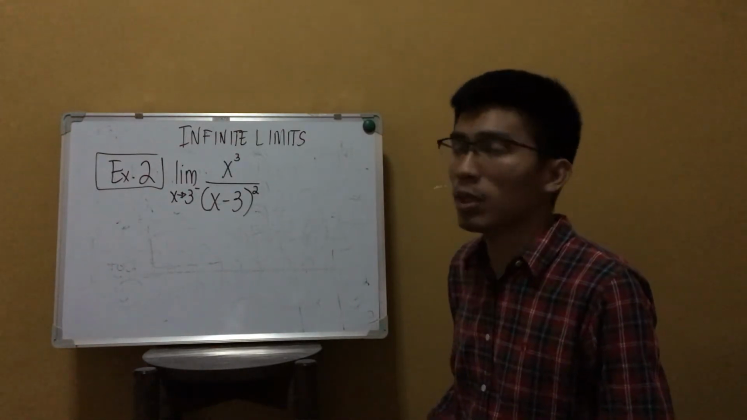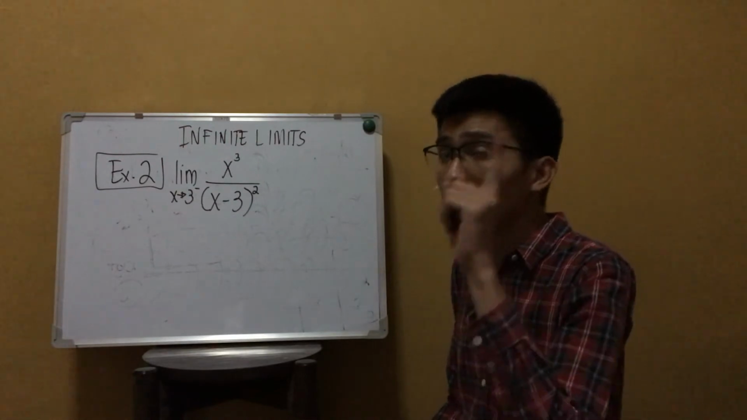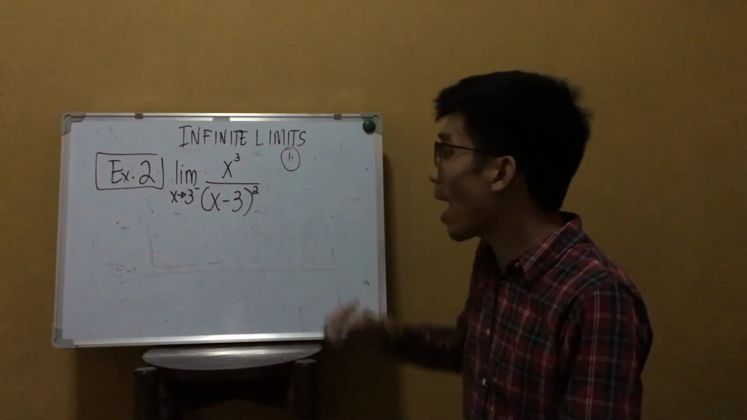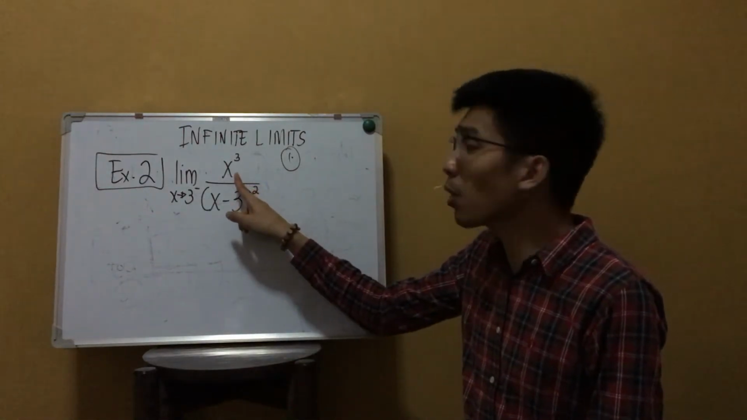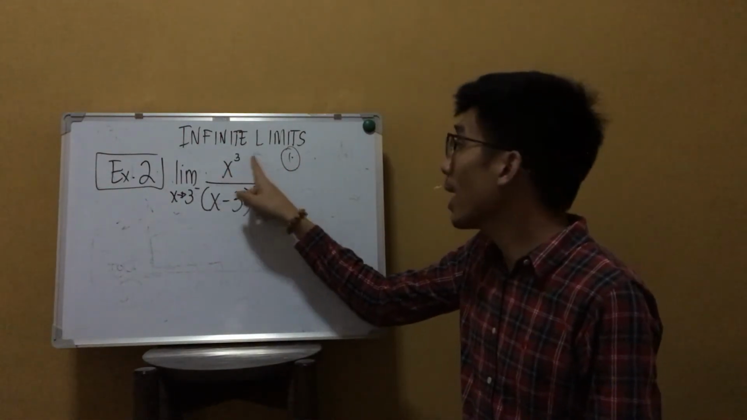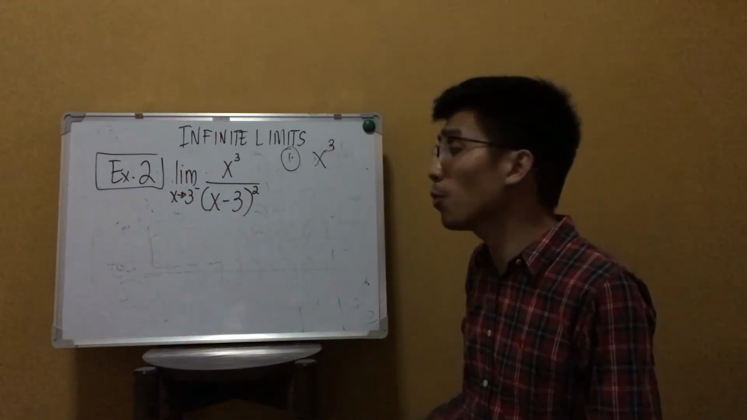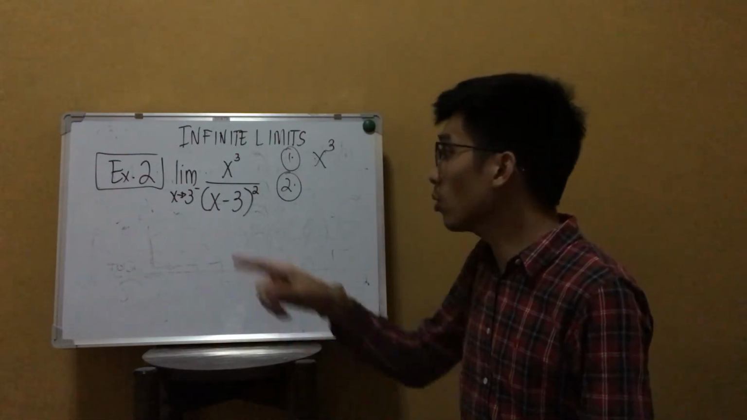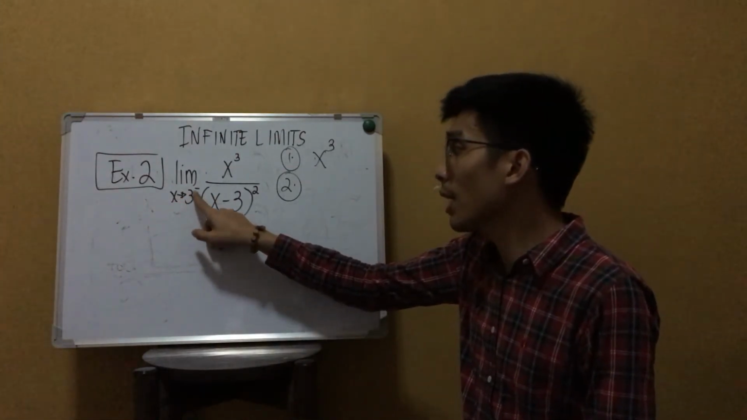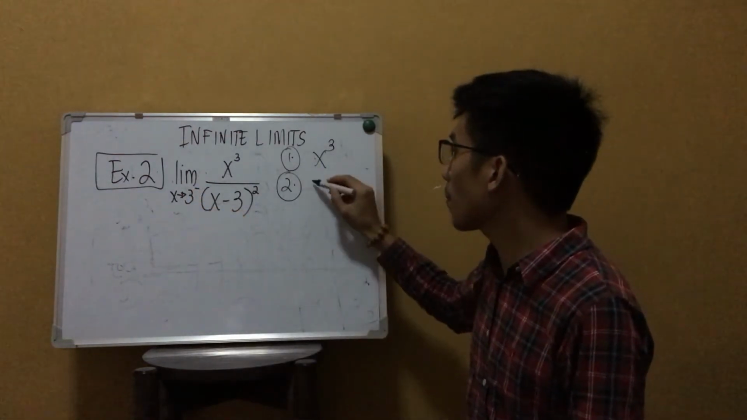How are we going to solve this problem? The same thing that we did for example number 1. Step number 1, you have to get your numerator. What is my numerator in this problem? My numerator is x cubed. Again, step number 1, get your numerator. For step number 2, get where your x approaches. My x approaches positive 3. Disregard the negative at the top of the number.